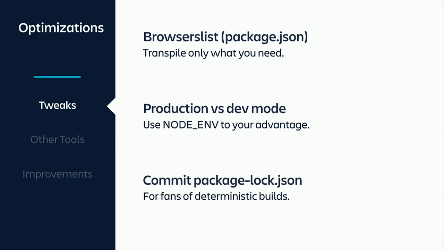Next, make sure you commit package-lock.json to your repository. This is a do as I say, not as I do in the demo app. This makes sure that your builds are deterministic.